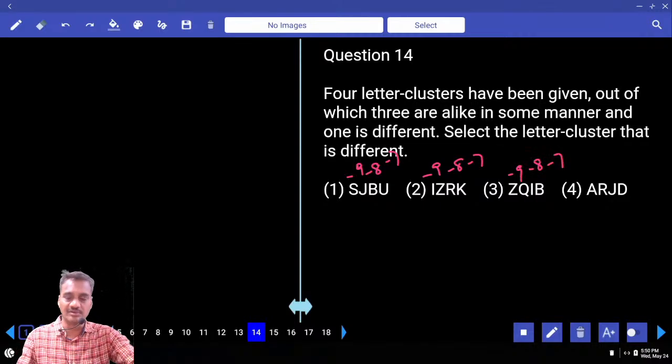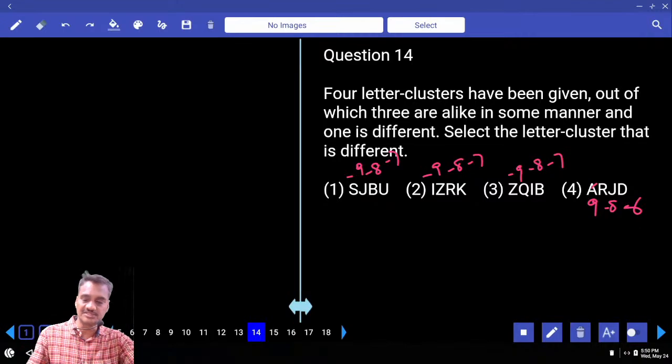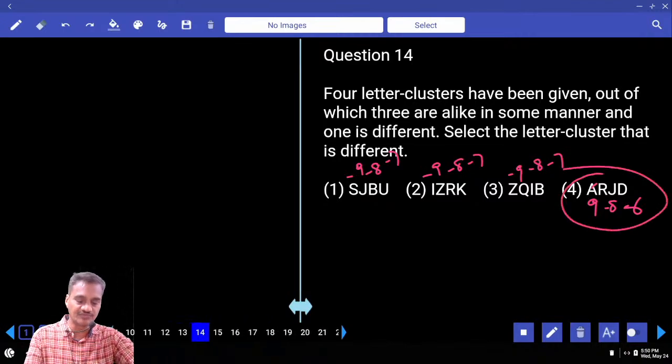And similarly we have, A value is 27 and 18. 27 and 18, the difference is how much? Minus 9. R and J, now 18 minus 8. J and D, the difference is how much? 6 rather than 7. And so choice 4 is the odd one, 14.